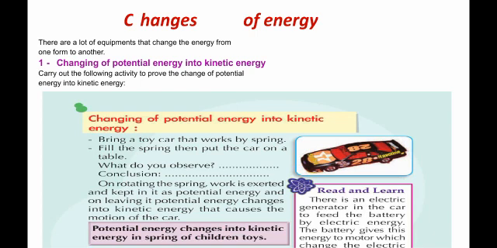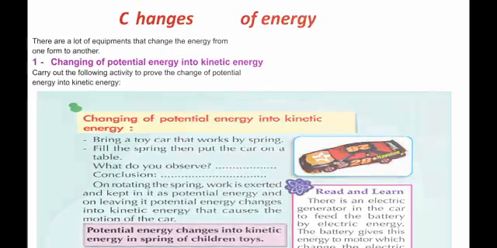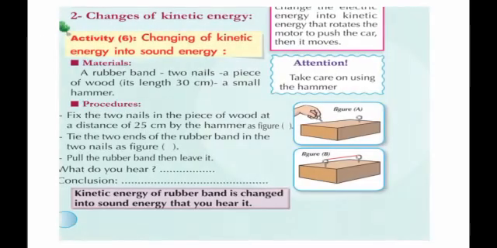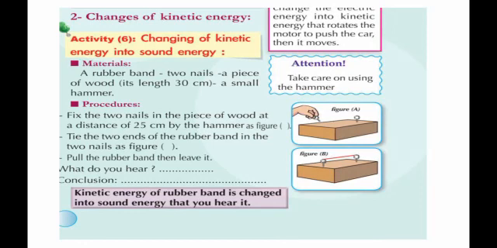So this is how potential energy changes into kinetic energy. The work which is exerted while you turn the spring of a toy car or any toy with a spring is stored inside the spring as potential energy. When you leave this spring and you leave the toy, the toy will begin to move, because the potential energy will transform into kinetic energy. Another change: the changes of kinetic energy.